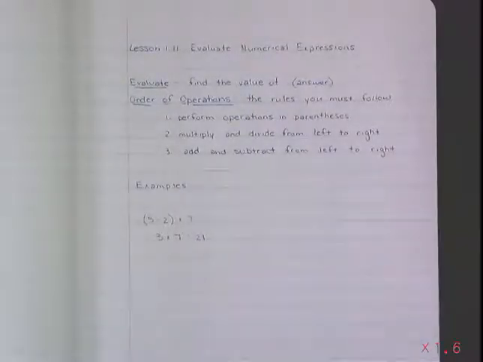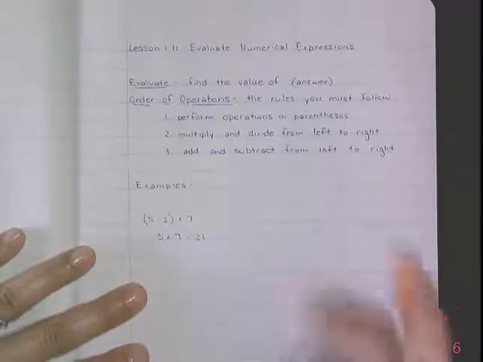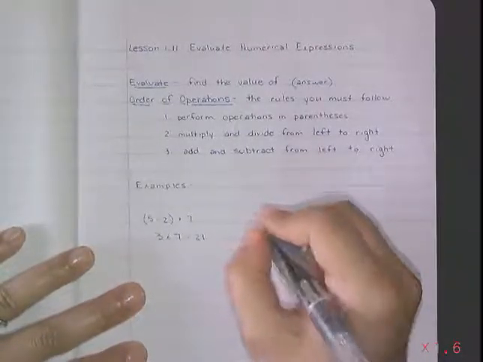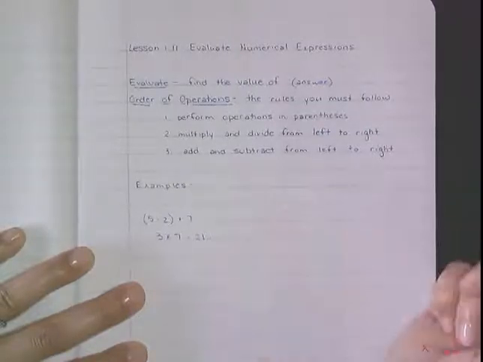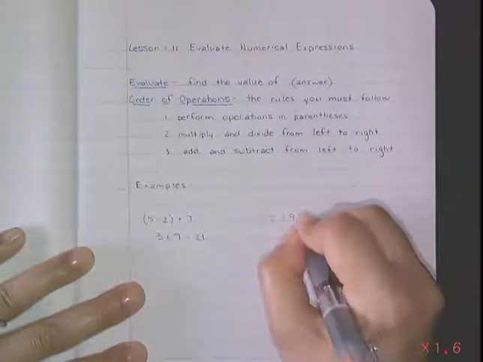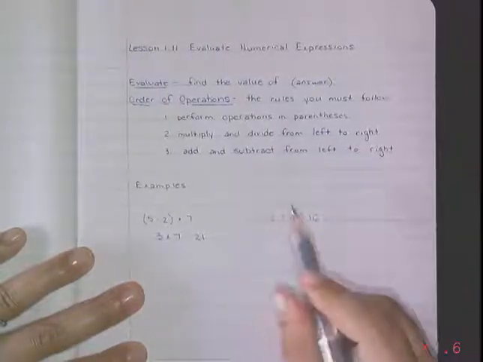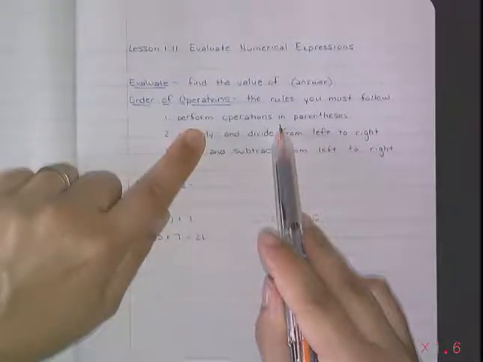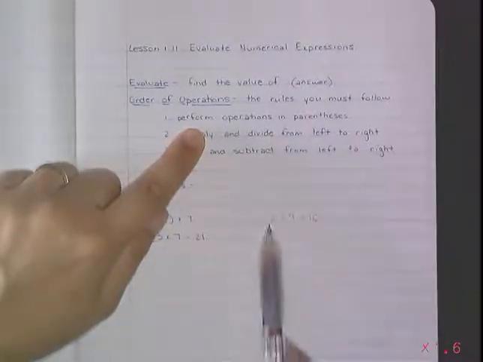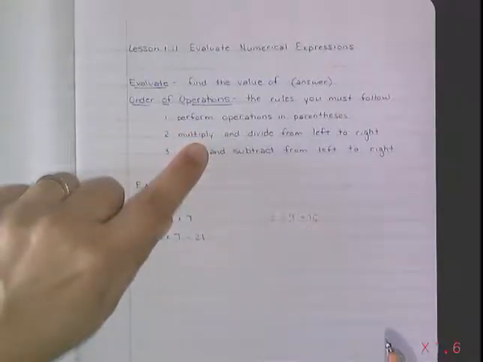All right, so let's take a look at a second example. Switch colors to keep them separate. This one we have 72 divided by 9 plus 16. So we're going to look at our order of operations rules. Perform what's in the parentheses. Well, this one does not have parentheses, so we're going to move to the second step. Multiply and divide from left to right.